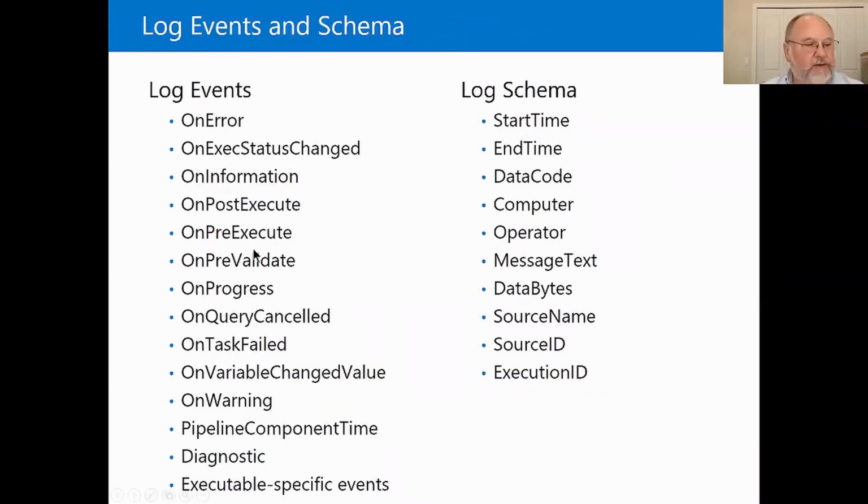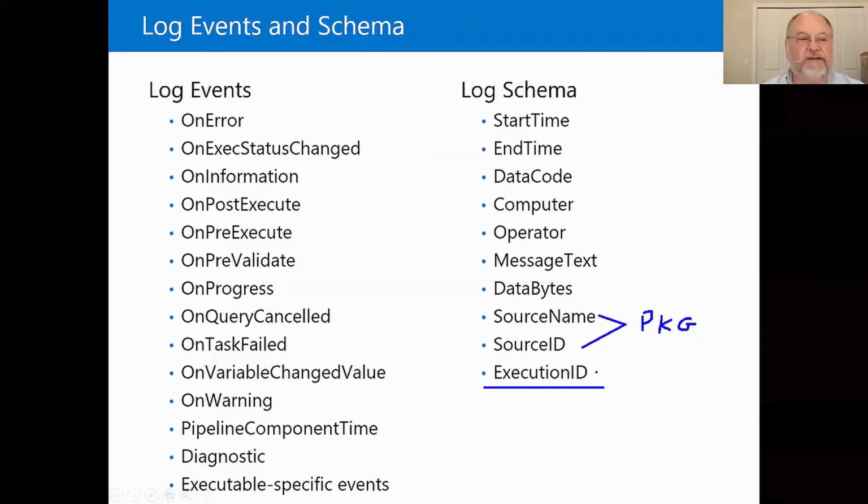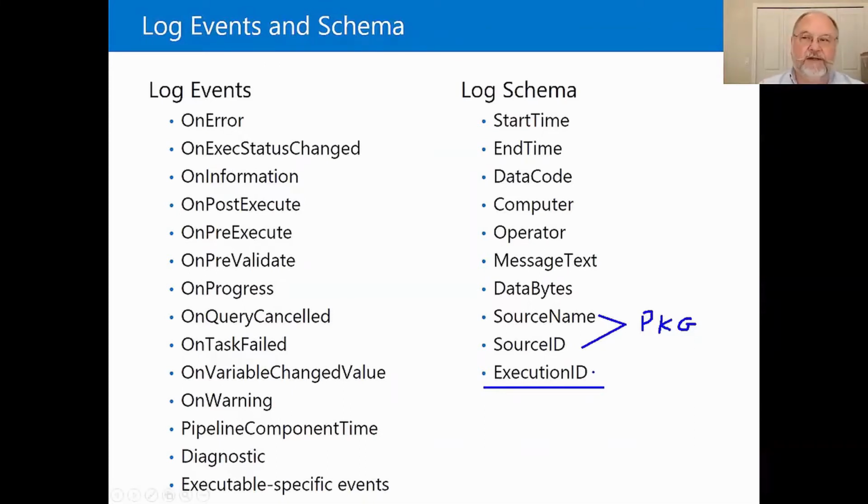Now, let me draw your attention to one thing here, execution ID. Source ID and source name are the ID and name of your package. That will never change. The execution ID is a unique identifier number for each time this package executes. So it may be that it ran once yesterday and now today it fails. You can look at the execution ID, sort everything by execution ID, and get all the failed ones together.